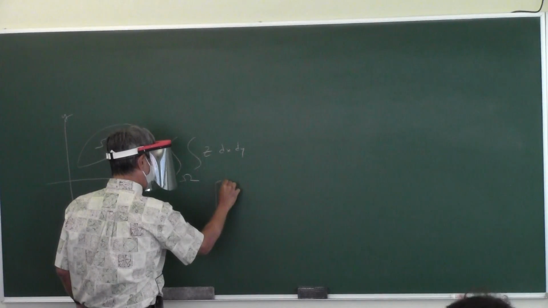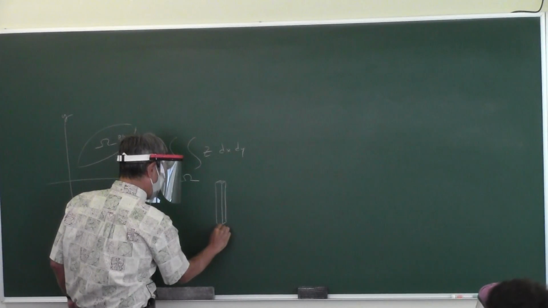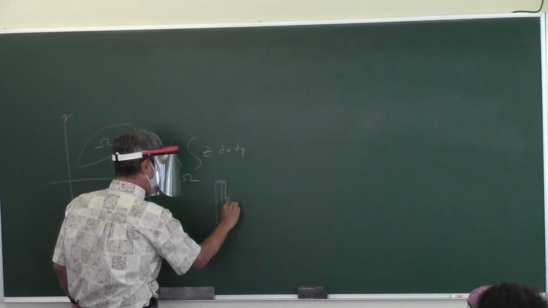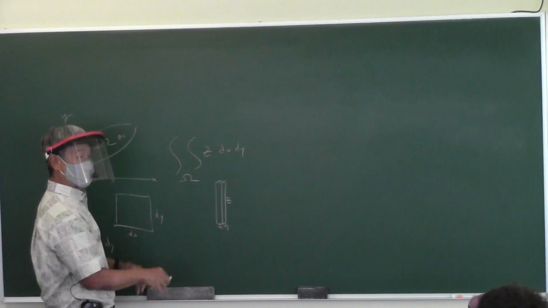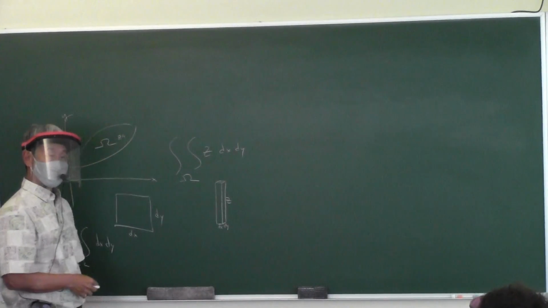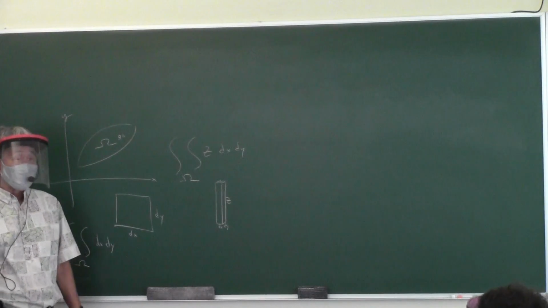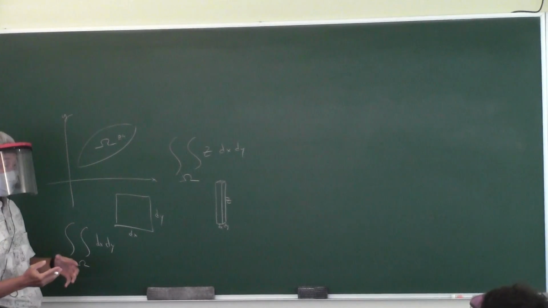didn't I draw this picture last time? Yeah, you did. dx dy, and then that's z. So that's the volume of the stick, and you add up all of these sticks, and that will give you the volume. So today's lesson is the same thing, except we're going to do it in polar.